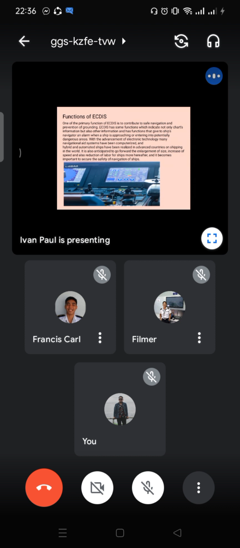So, ang function of Ecdis class A, makatabang po siya para mas convenient ang pagbiyahe sa barko if you are on board ship. Instead nga kinahanglan og tulo ka crew para magplotting-plotting sa una, tungod aning function of Ecdis, usa na lang ang kinahanglan para makalarga ang barko.